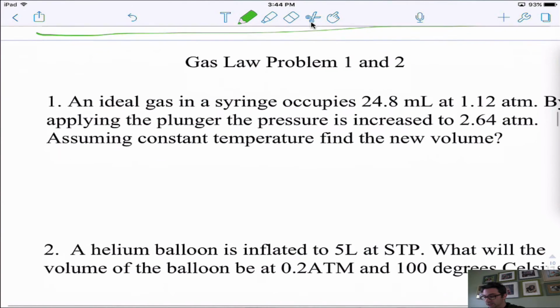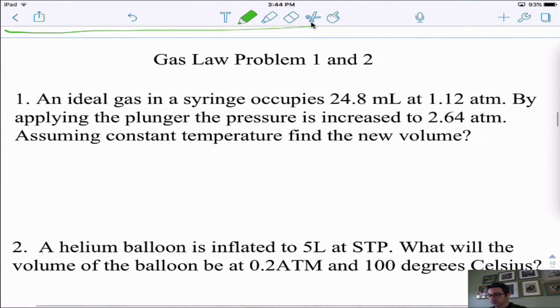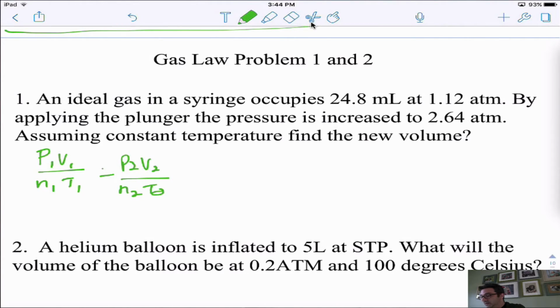Okay, so let's look at a gas law problem and how we would work with this. So when I look at this, I would start with my gas law, P1 V1 N1 T1 equals P2 V2 N2 T2. And now I would plug in my values. So it says that an ideal gas contains 24.8 milliliters. That's my V1, that's a volume. At 1.12 atmospheres, that's my P1, that's my pressure. By applying the plunger, the pressure is increased to 2.64, that's P2. Assuming constant temperature, find the new volume, V2.